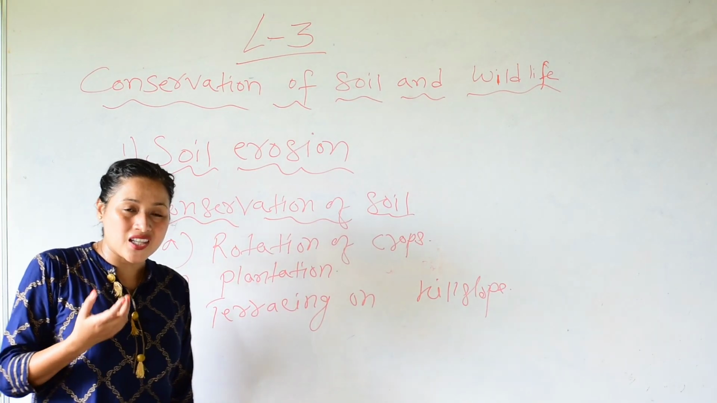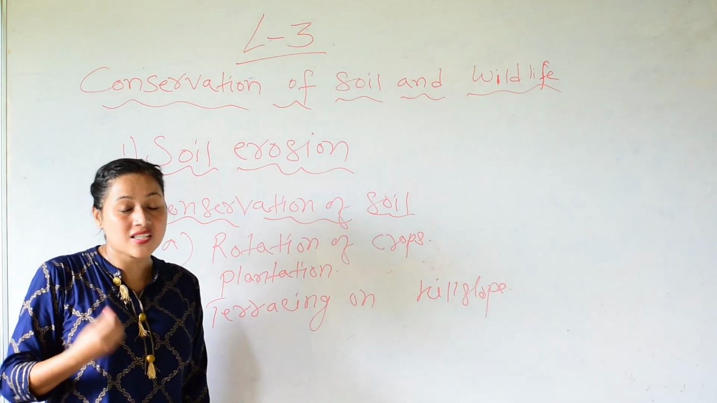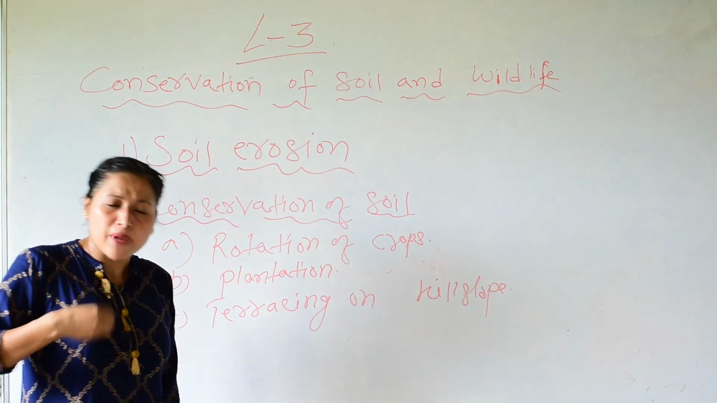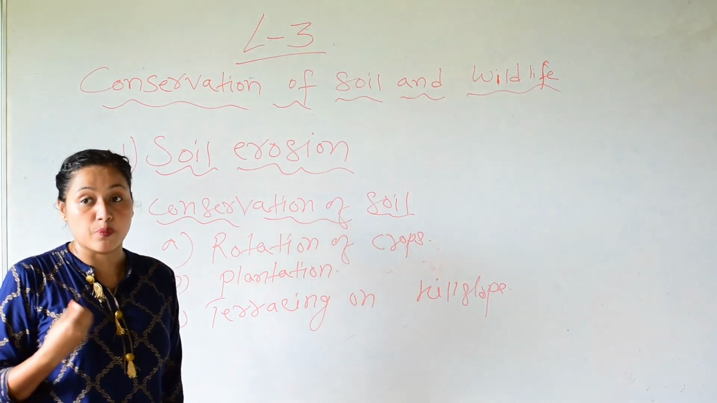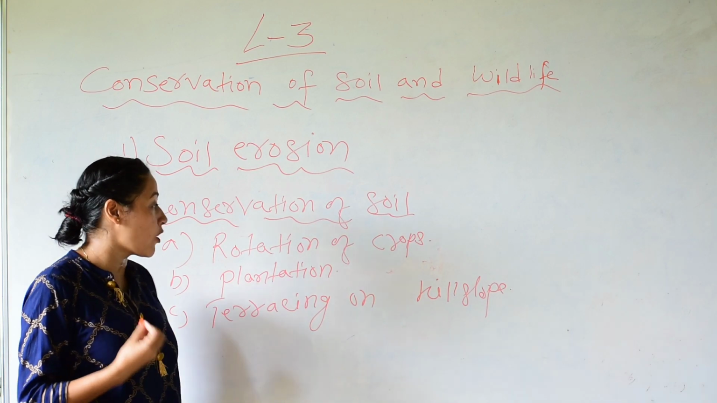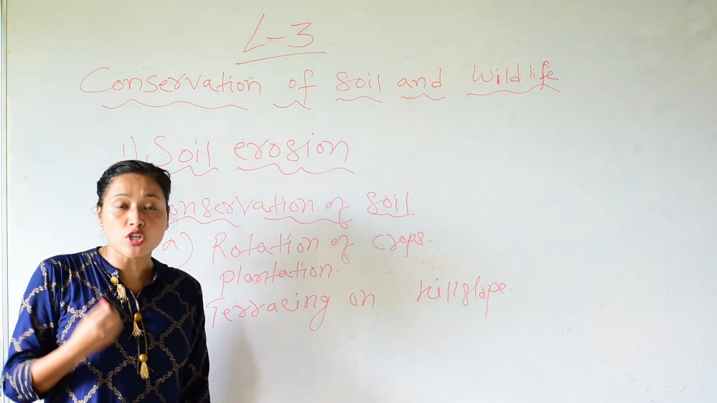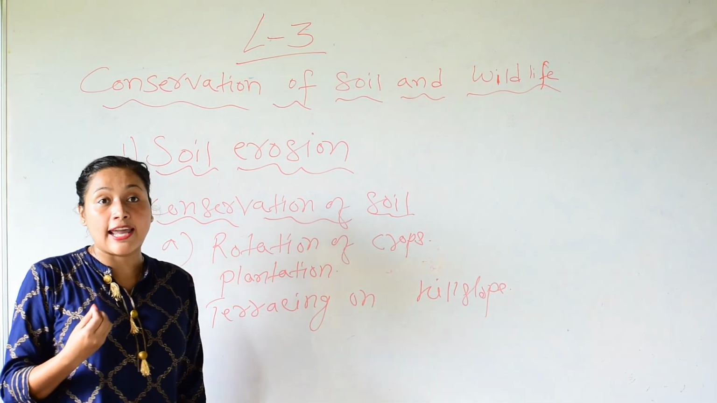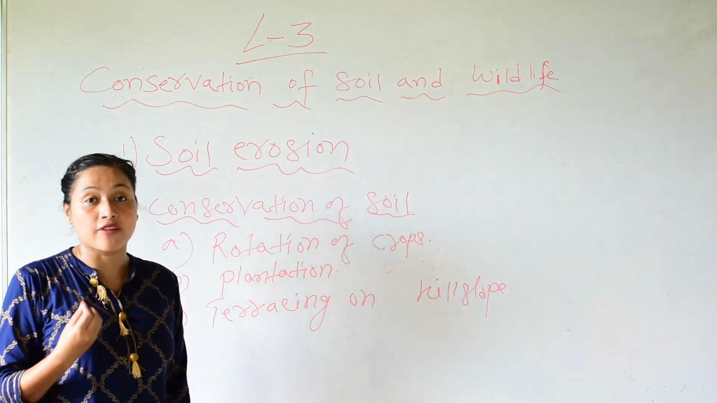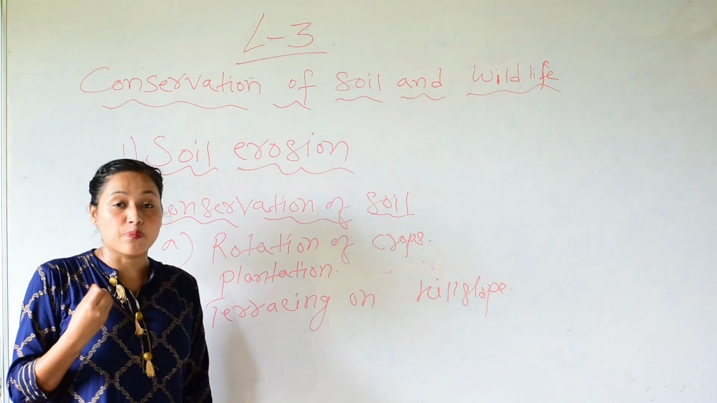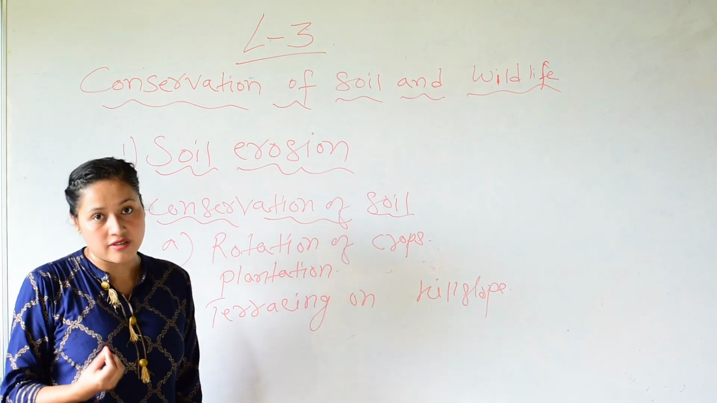Plantation. Now when I say plantation, a simple word of plantation is planting more and more trees. Planting more and more trees, and the more trees we can plant, that much soil can be protected. And the third is terracing on hill slope. Those farmers who cultivate land on hill slope, if they can go with a system of cultivation, that is terracing, they can protect the soil and the soil can be preserved.